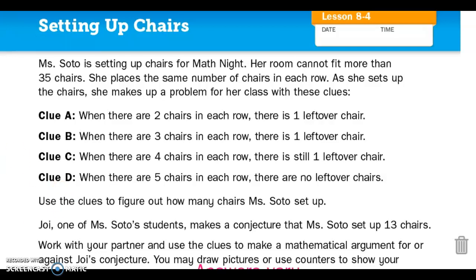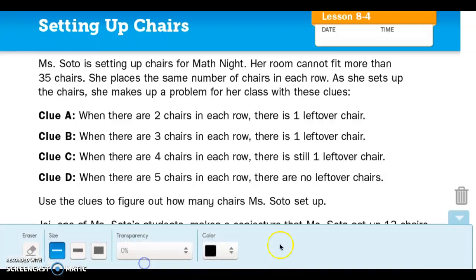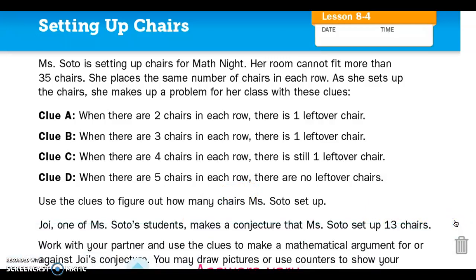Soto sets up. You might be thinking, there is no way we can solve this, but you would be incorrect because there's actually more than one way to figure this out, and we're going to, first of all, see what we know. So what is this telling us? Well, we know that there can't be more than 35. Does there have to be 35 exactly? Nope, there can be less than 35 chairs. Can there be more than 35 chairs? No, because her room can't hold anymore. So we know it's going to be 35 or less.